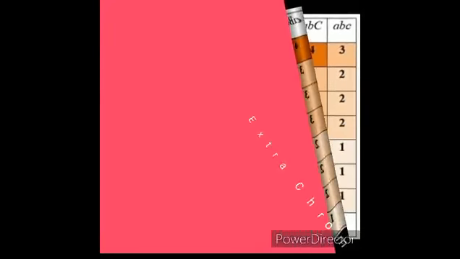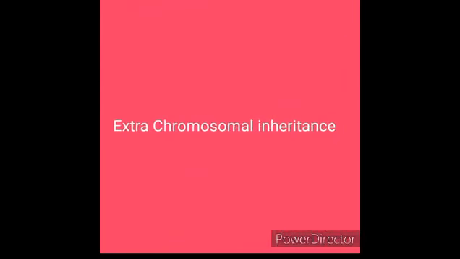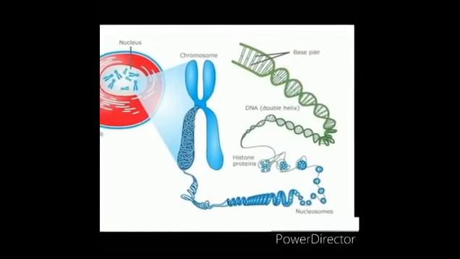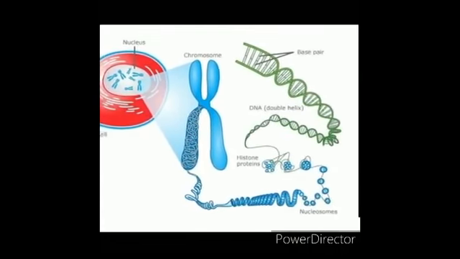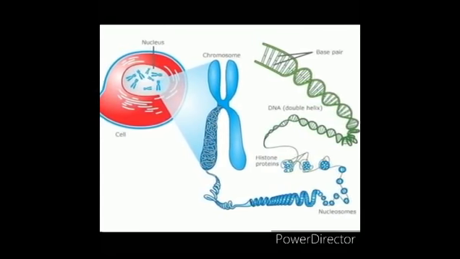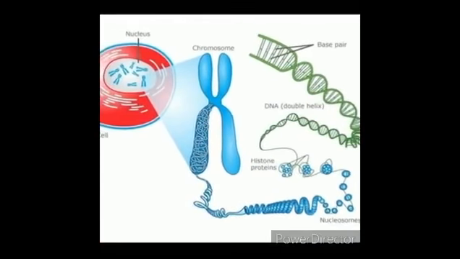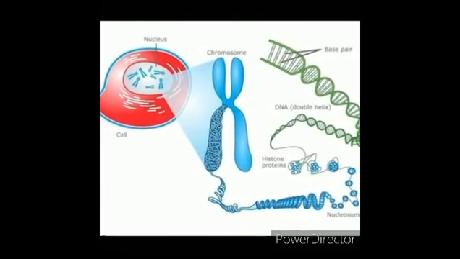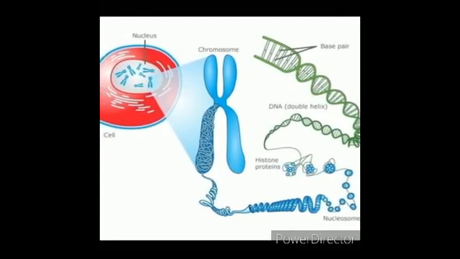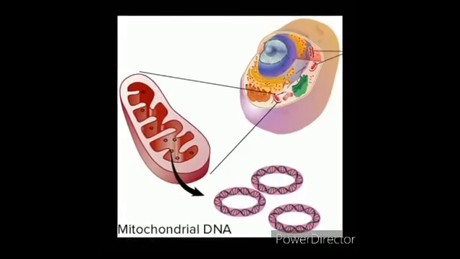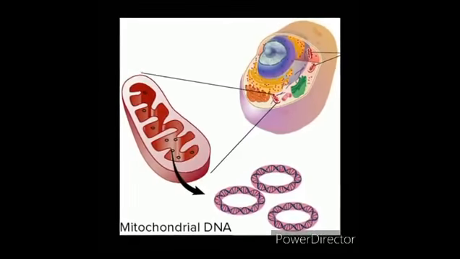Next, we shall learn about extra chromosomal inheritance. As we know, DNA is a universal genetic material. Inheritance of characters is controlled by genes located in the DNA of the chromosome in the nucleus. But certain traits are determined by genes in the DNA of cytoplasmic organelles like mitochondria and chloroplast.